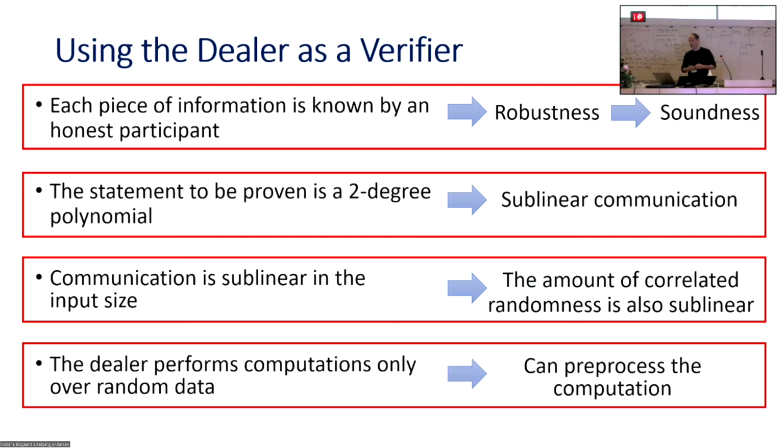And because the dealer basically performs only computation over random data, it can pre-process its computation and give all the messages that it needs to send as a verifier. It can give it as correlated randomness to the parties. Right. So this is the idea.